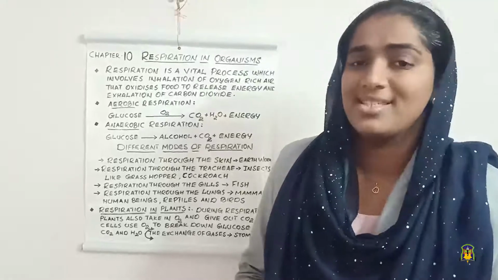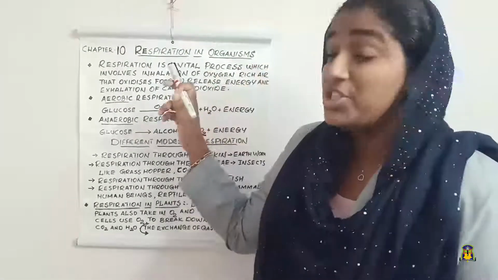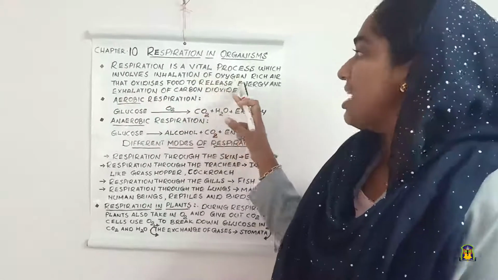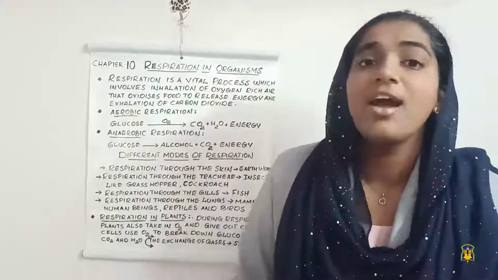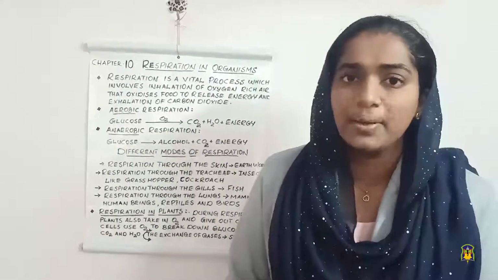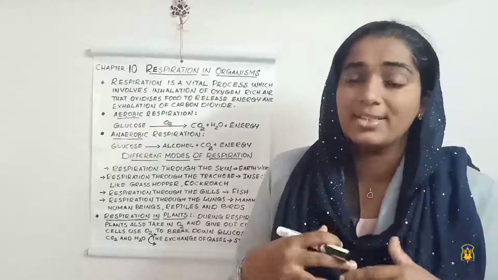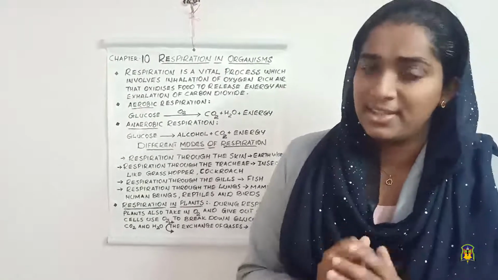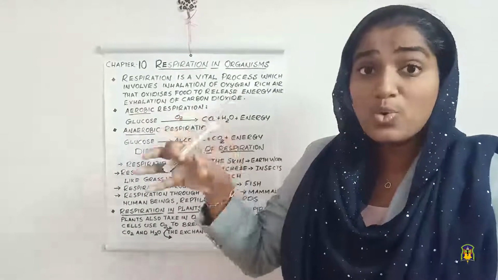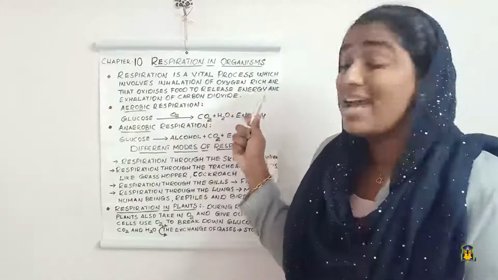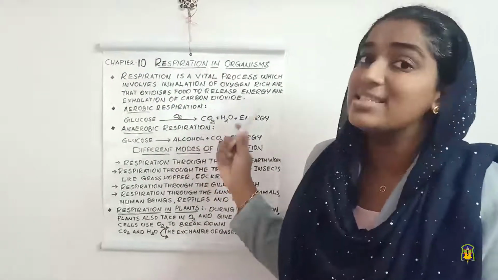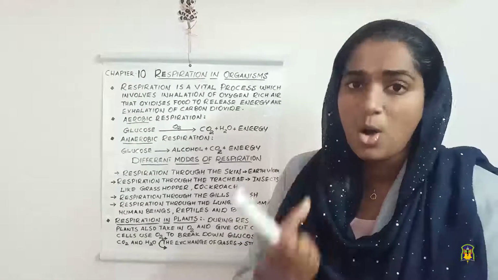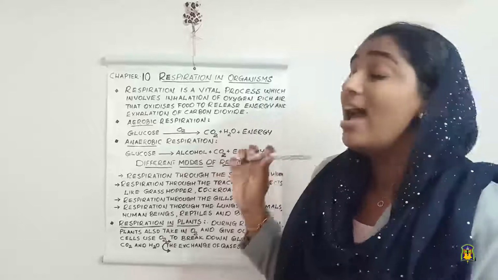What is respiration? Respiration is a vital process which involves inhalation of oxygen-rich air that oxidizes food to release energy, and exhalation of carbon dioxide. We know breathing. What is breathing? Breathing is taking in oxygen-rich air, that is inhalation, and giving out carbon dioxide-rich air, that is exhalation. That is the breathing process. So what is respiration? Respiration uses that inhaled oxygen to oxidize the food and release energy. That is the difference between breathing and respiration.